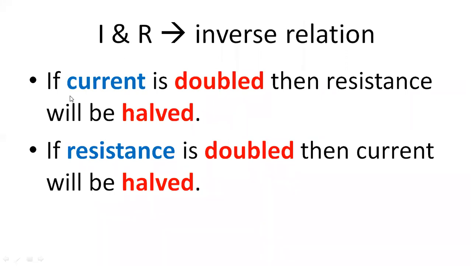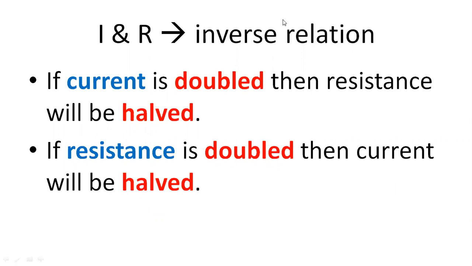So if we are talking about the relationship, if current is doubled, just taking an example, then resistance will be halved. Halved means what? 1 by 2. So if current is doubled, resistance becomes half, and if resistance is doubled, then current will become half. Okay, it's just a simple explanation.